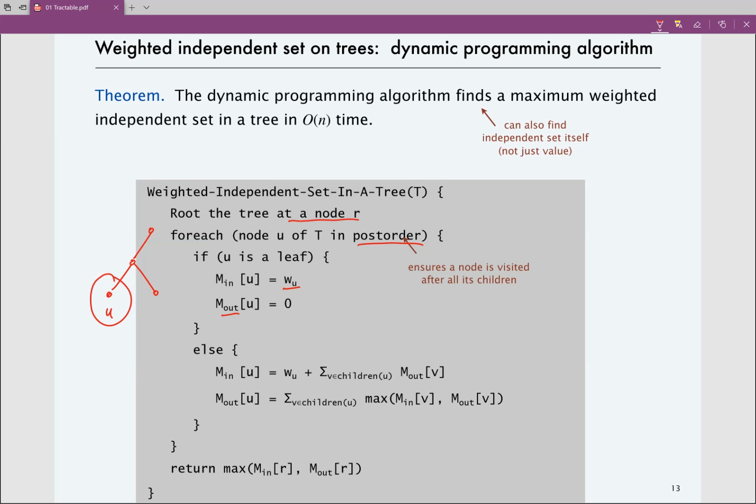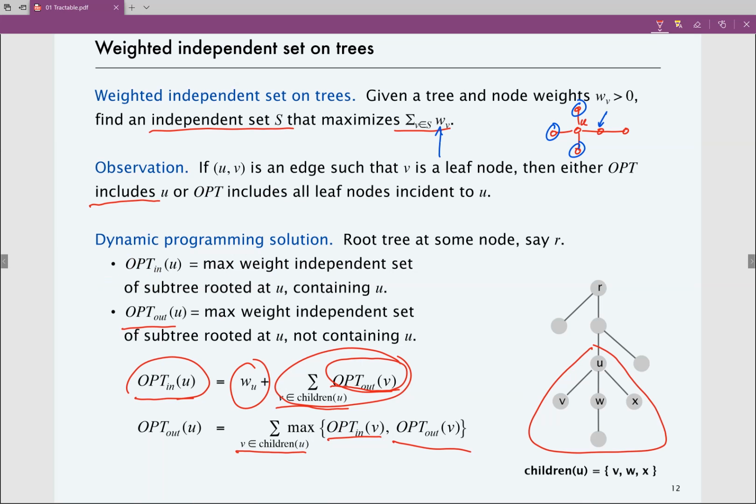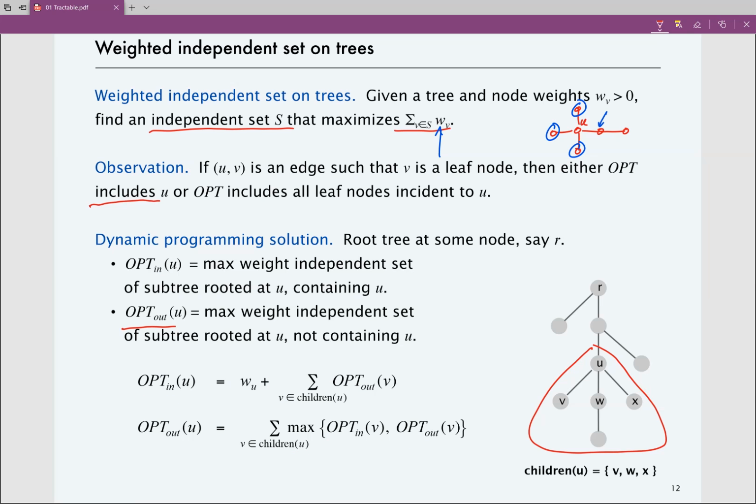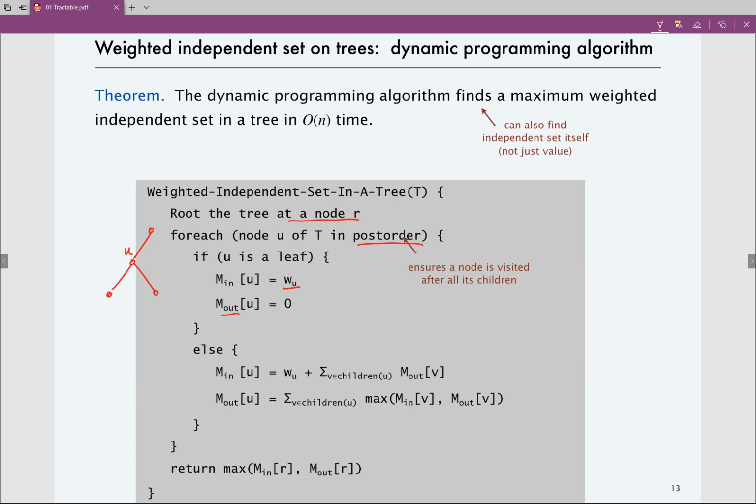Alternatively, if U is not a leaf, then U is going to have some children. For example, if U is this node over here, then U has children. In that case, we're going to use these relationships from the previous page. They say that if we choose to include U, then we get a score of WU plus opt out for all its children. So we get WU plus, for all the children of U, we need to keep them out of the set.